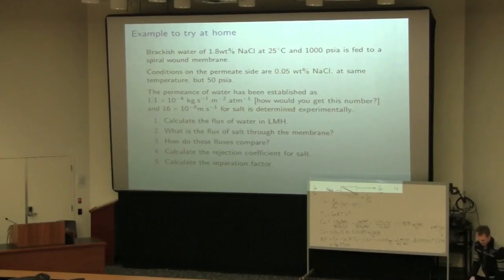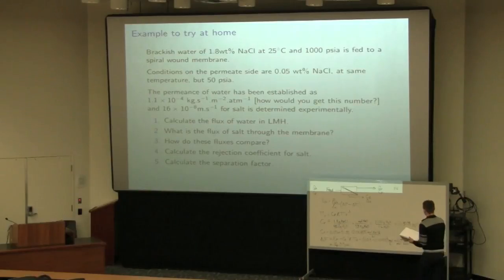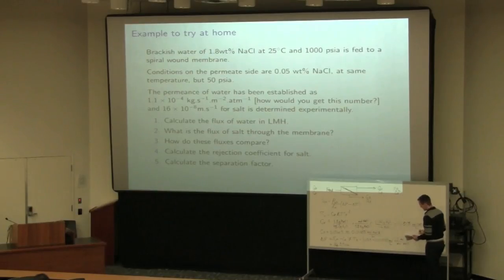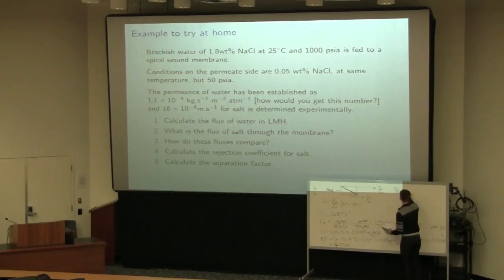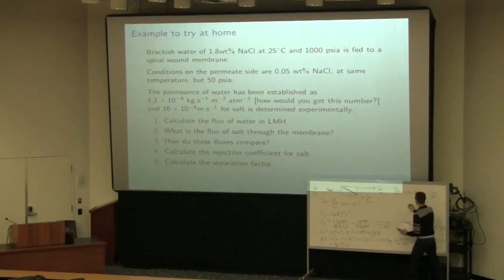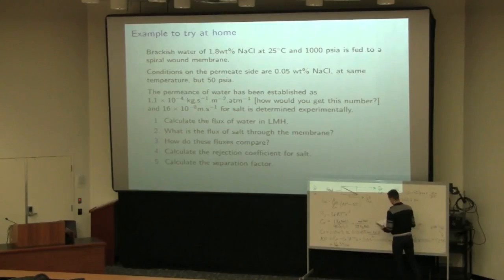One other thing I'll put up here, because the units are a bit awkward: delta P is expressed in psia, so let's convert that to atmospheres since we've got atmospheres here. Delta P is 1,000 minus 50 psia, times the conversion of atmospheres to psi, which gets you 64.6 atmospheres.